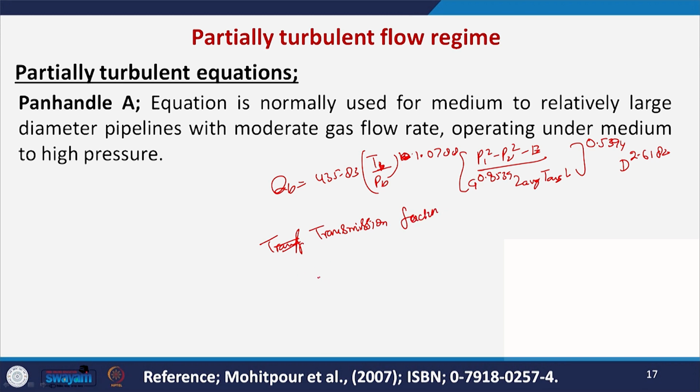Now the transmission factor is defined as 1 upon F is equal to 6.87 Re to the power 0.07305, or this can be 1 upon F is equal to 7.211 Qb G upon D to the power 0.07305. Now we can link all these parameters which we have discussed earlier.